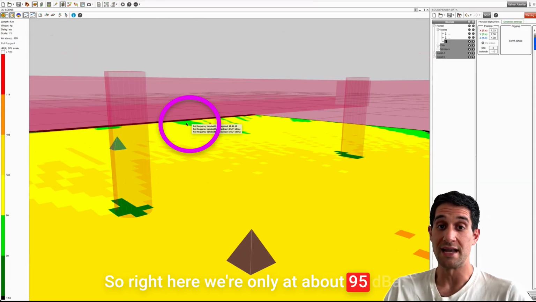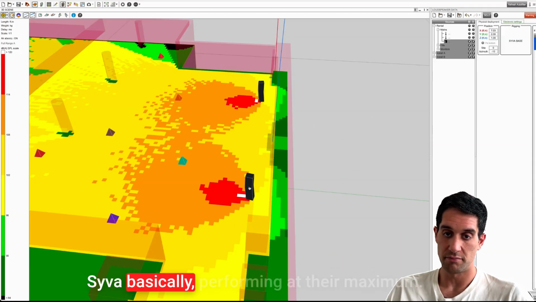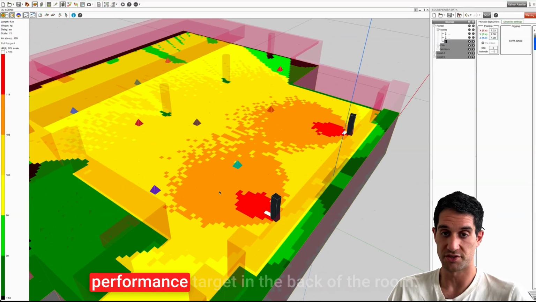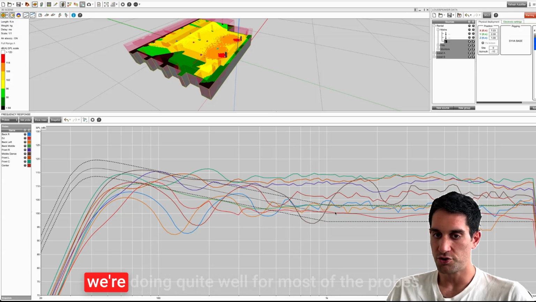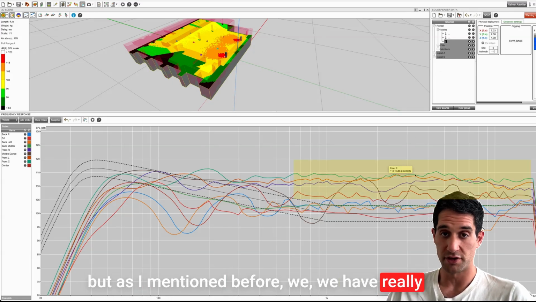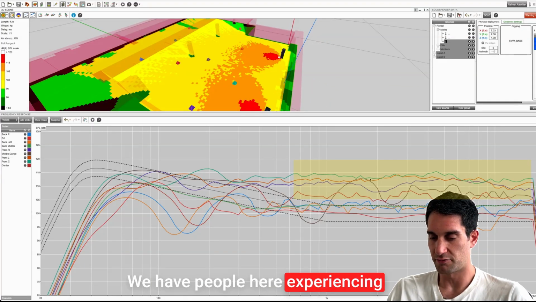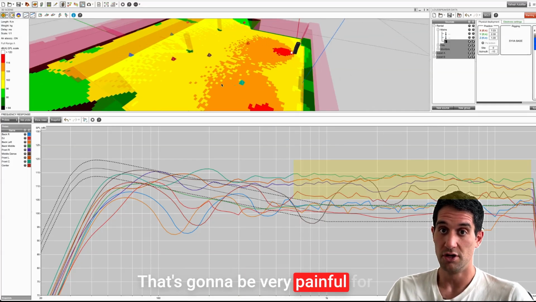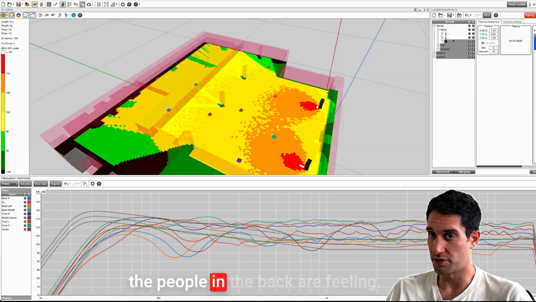Let's see in the furthest corners how we're doing. So right here, we're only at about 95 dBA. So what that tells me is that even with these Syva basically performing at their maximum, we're still slightly below our performance target in the back of the room. So taking a look at our frequency response, we're doing quite well for most of the probes. But as I mentioned before, we have really way too much SPL in the front of the room. We have people here experiencing, for example, 115 dBA at 4,000 hertz. That's going to be very painful for our friend here in the front right. Let's attenuate that to something more realistic, and then we'll see how the people in the back are feeling.